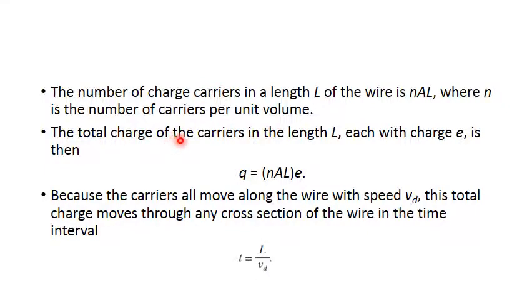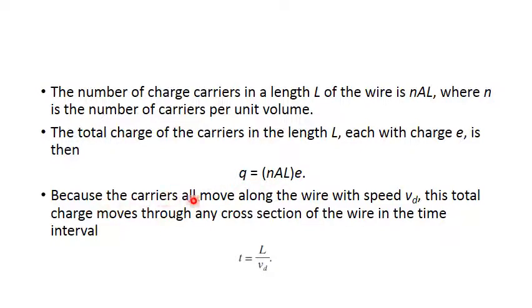The total charge carriers in the length L each have a charge e. So this is the number of the charge carriers and this is the value of each carrier. So the total charge Q equals the number of charges multiplied by the value of each charge. So it is N multiplied by A multiplied by L. N is the number of carriers per volume. A multiplied by L is the volume. e is the charge per carrier. So the total charge is NALe.